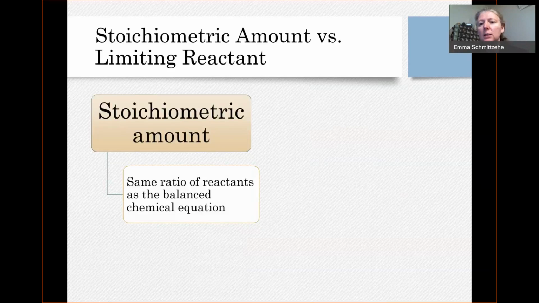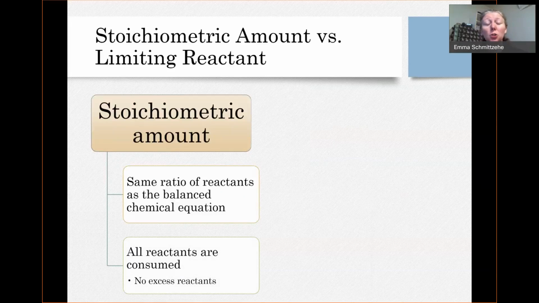But just because the balanced chemical equation might say that the ratio is 1 to 2, it doesn't mean you need exactly 1 mole of the one thing and 2 of the other. It's just the ratio. So you need the proper ratio to have a stoichiometric amount. This means that if you were to do a reaction with this stoichiometric amount, all of the reactants are going to be consumed. There's no excess reactants, meaning no reactants left over in the end.